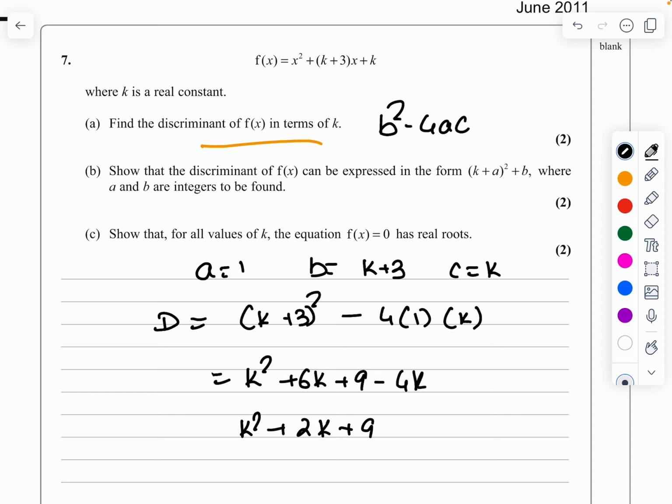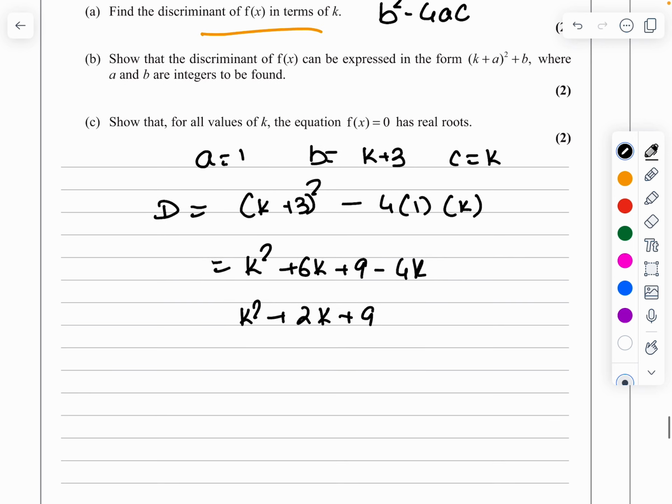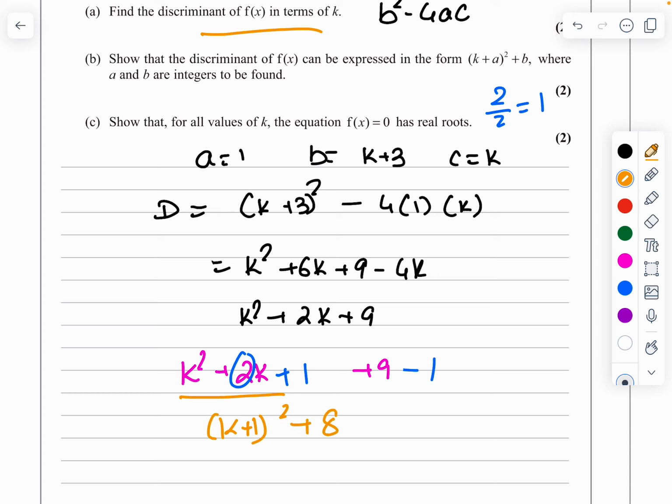Show that the discriminant can be expressed in the form of completing square. So k square plus 2k plus 9. This is 2, 2 divided by 2 is 1. So add 1, subtract 1. So these three terms will become k plus 1 whole square. 9 minus 1 is 8. Where a and b integers have to be found. So a is 1, b is 8.